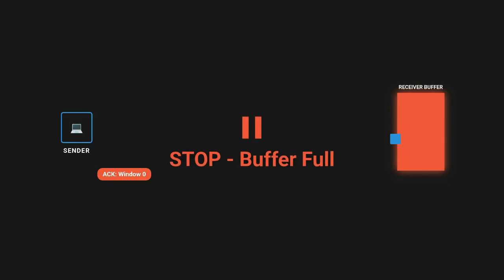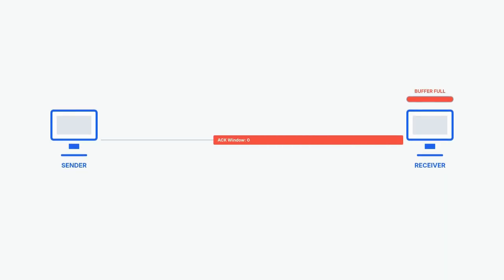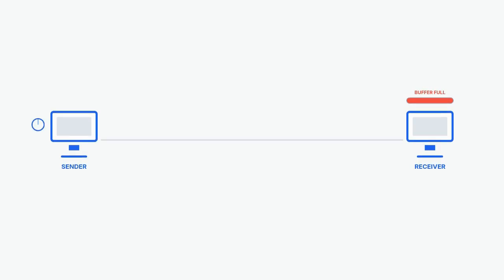An important edge case to understand is the zero window scenario. Sometimes the receiver's buffer becomes completely full and it cannot accept any more data. In this case, it advertises a window size of 0. The receiver sends an ACK with a window size of 0, effectively telling the sender, "Stop, I cannot take any more data right now." The sender must immediately pause transmission.